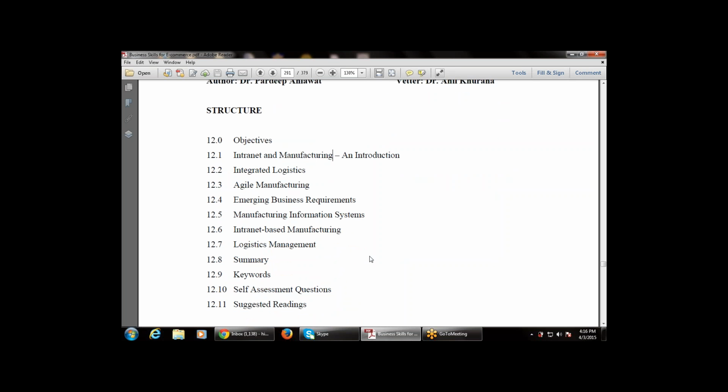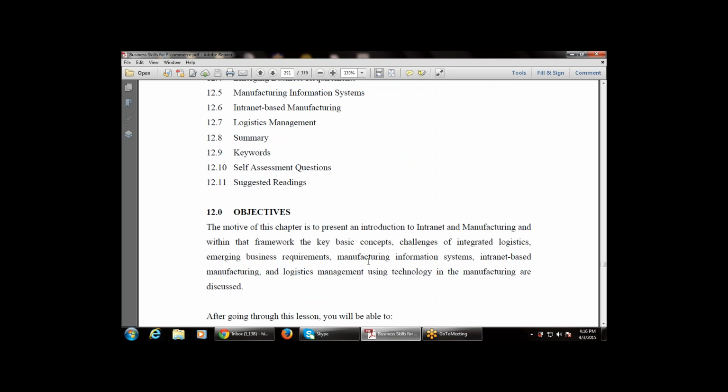First of all, there is an objective, that is the main objective of using the internet in the manufacturing unit. Then internet and manufacturing, an introduction. Then integrated logistics, then agile manufacturing, then emerging business requirements. Then manufacturing information system, then internet based manufacturing, that is how websites or any network is used for manufacturing. Then logistics management, then summary, keywords, self assessment questions, and suggested reading. So these are the various topics in this chapter.